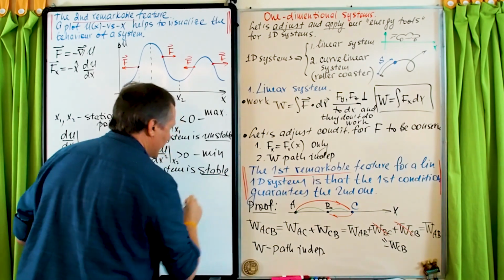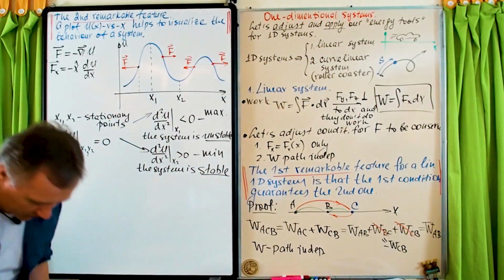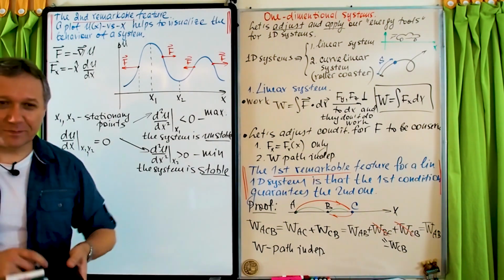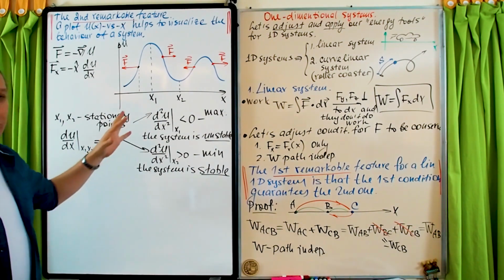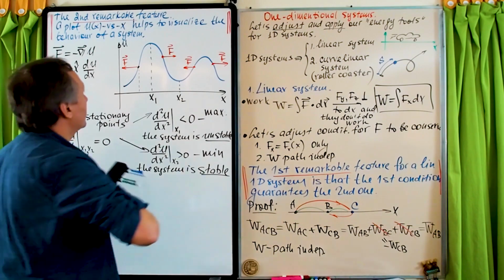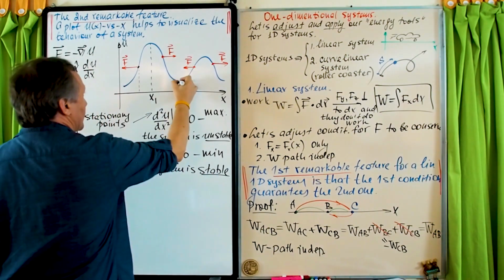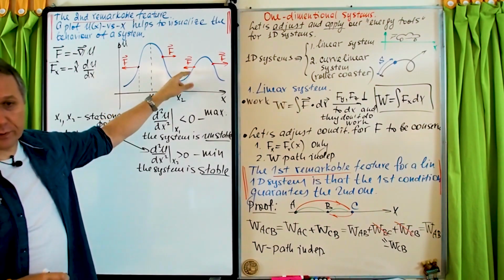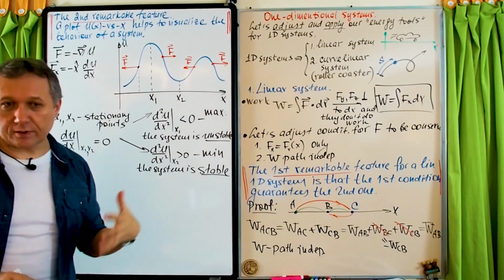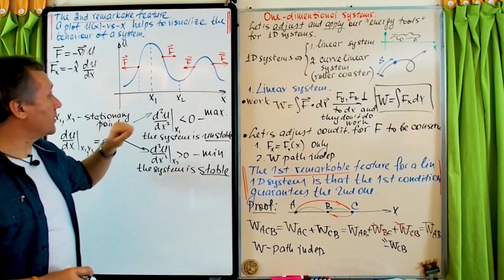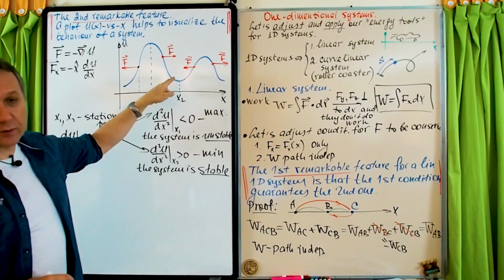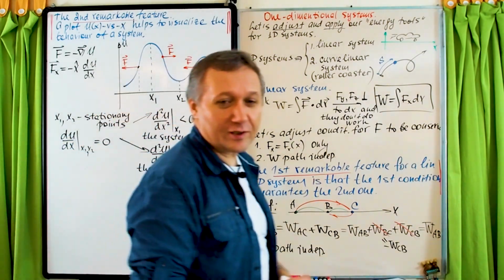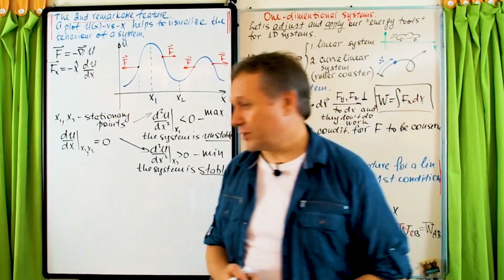Stable for small disturbances, right? Oops. Yeah, the marker started working better. It needs to be warmed up, right? So if you displace it slightly to this point, we have a restoring force which tries to bring the system back to the stationary point. And of course, if you displace it over there, this force will try to push it back gently to return it to the stationary point.